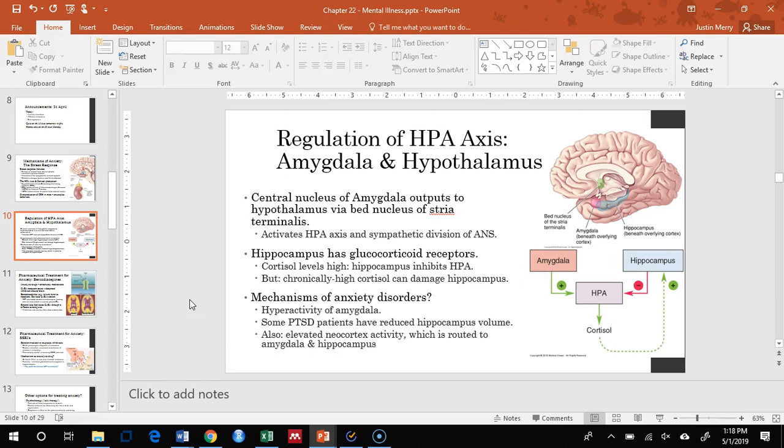I think there's also evidence that people that have anxiety disorders just have hyperactivity of their amygdala. So that means you not only are losing this inhibition coming from the feedback system, but you're probably stimulating the HPA axis too much, because the amygdala is kind of hyper-responsive to any stressful, fearful responses, and therefore you're over stimulating your stress response.